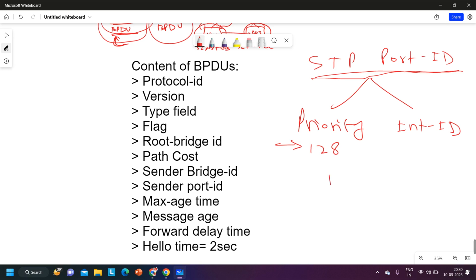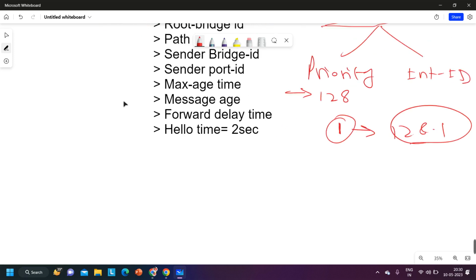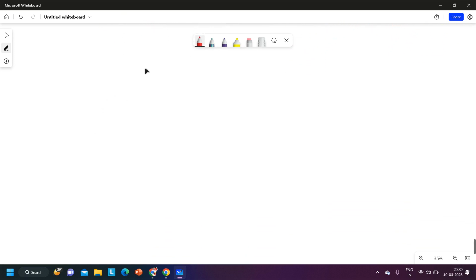Let's say on port number 1, the STP port ID will become 128.1. It will be the port ID of an interface whose interface ID is 1. Like this. Clear? Clear, guys? Yes, sir.